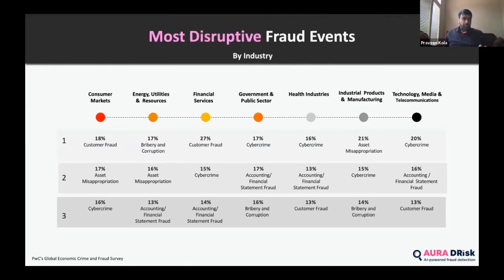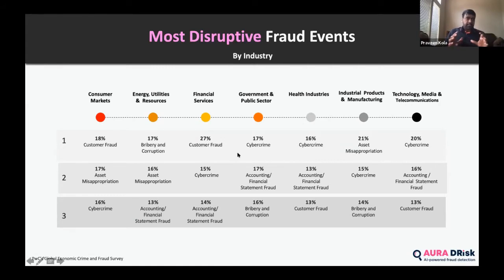This particular slide talks about which industries are heavily impacted, and as you see, pretty much everybody is impacted with these online frauds and the various kinds of anomalies. The spotlight goes to financial services, where 27% is coming from customer frauds. Other industries are in a similar boat. For instance, the health industry has 13%.